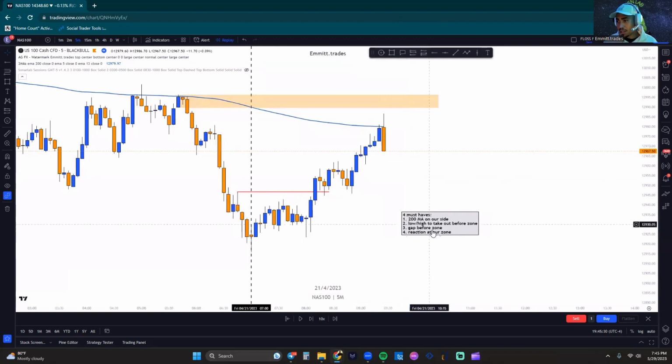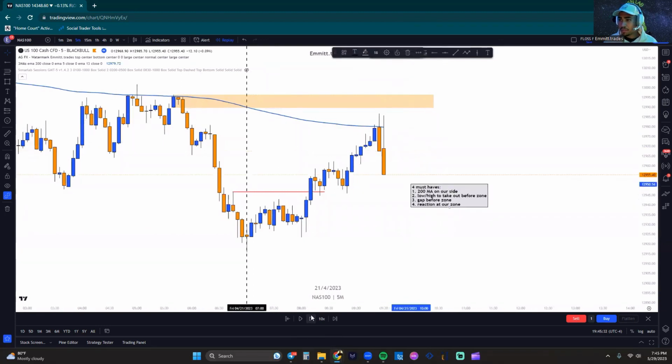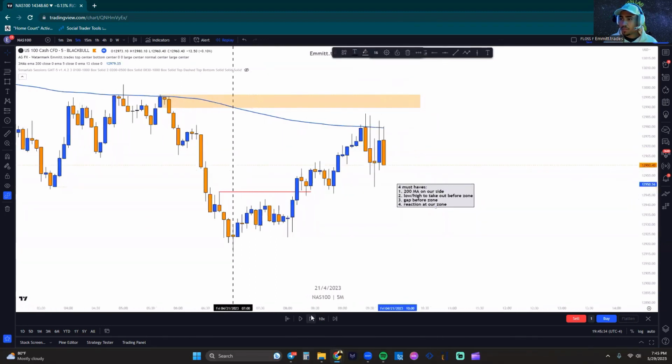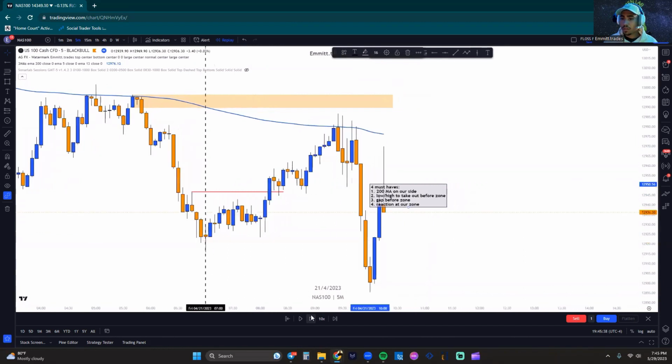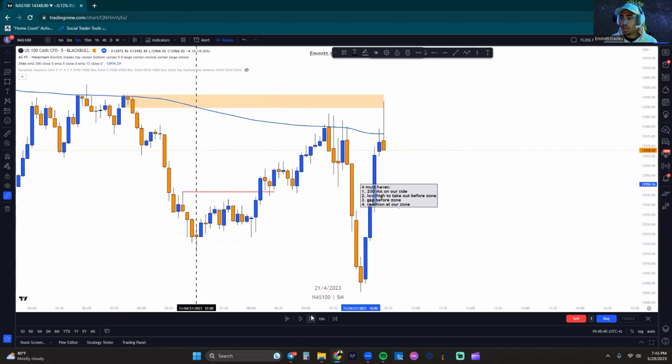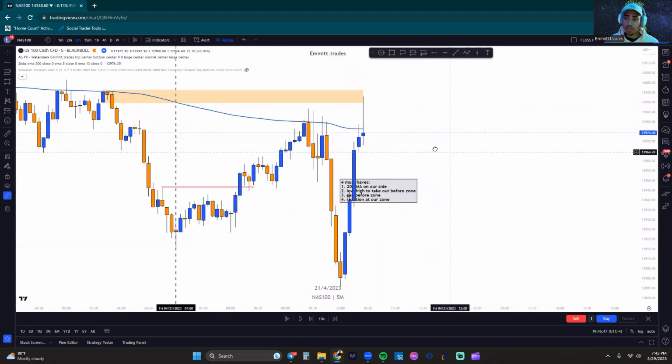Let me go ahead and delete all these guys off here. Okay, so we're probably not going to get the trade here. Or we are. Okay, so we just got a nasty reaction off the zone. So we'll just break down all the rules for this one trade.